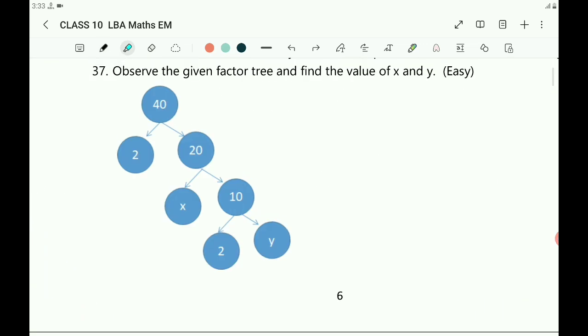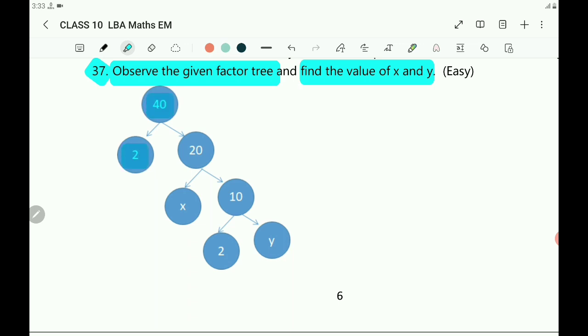Next, question number 37. Observe the given factor tree. Find the value of x and y. Here what is the number given? 40. 40 is equal to 2 into 20. Then x into 10 and 2 into y. Here you can find out that 10 2s are 20, so it must be 2. And 2 5s are 10, it must be 5. So x must be 2 and y must be 5.